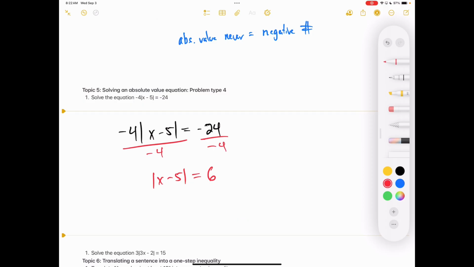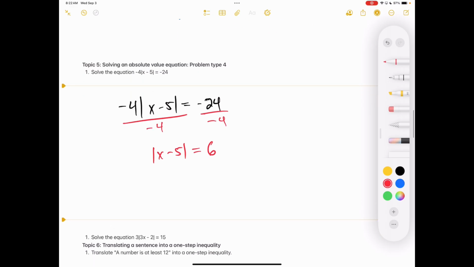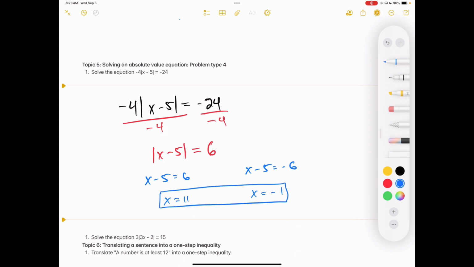So you can get rid of that negative 4. You want to get rid of anything that's bugging the absolute value to get the absolute value by itself, and then you turn it into the two equations. So x minus 5 equals positive 6, x minus 5 equals negative 6. So I add 5, is 11, add 5, is negative 1. So get the absolute value by itself and then split it into two equations.